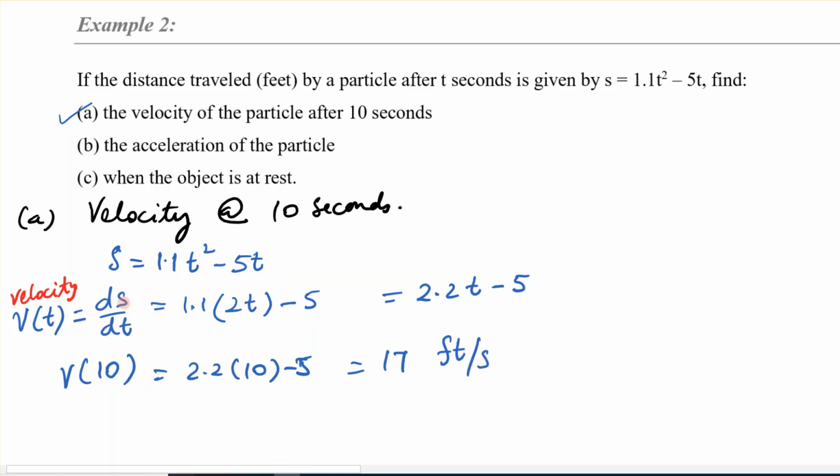So on the top we have the units of distance, which is feet. In the denominator we have time, which is seconds. So that's why we get feet per second.